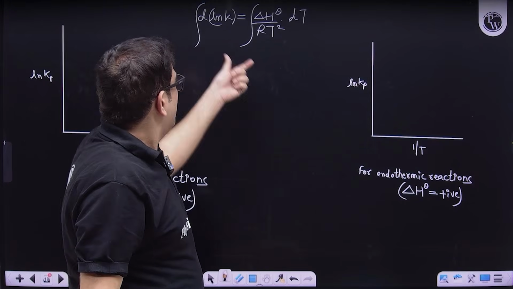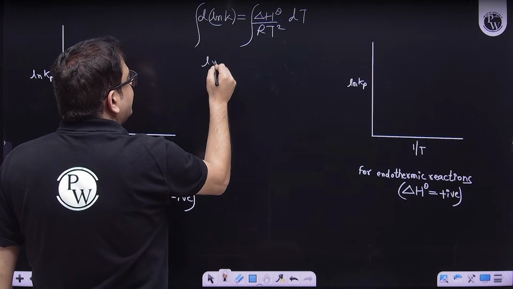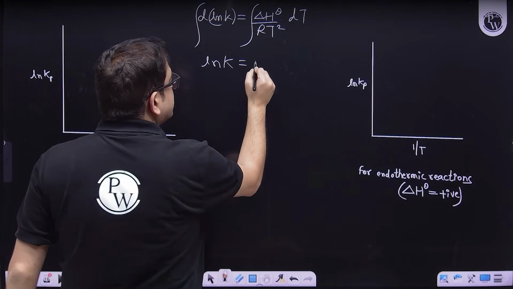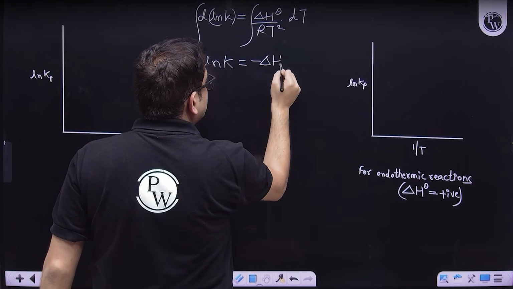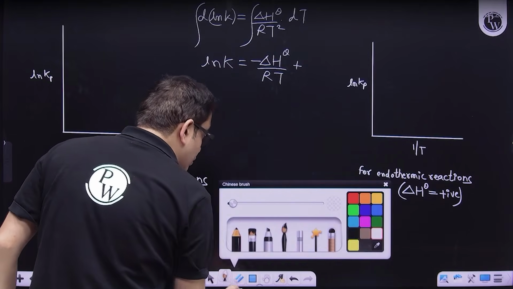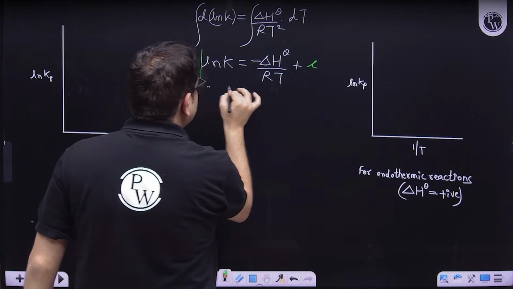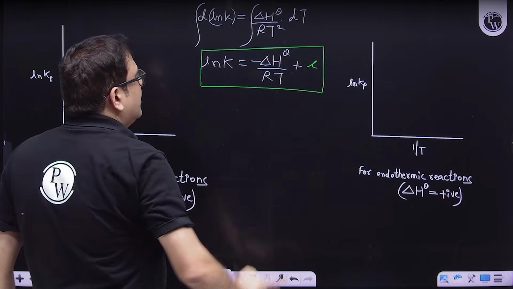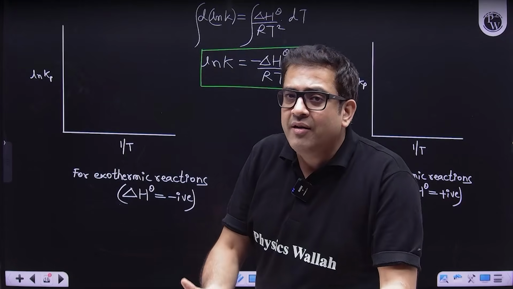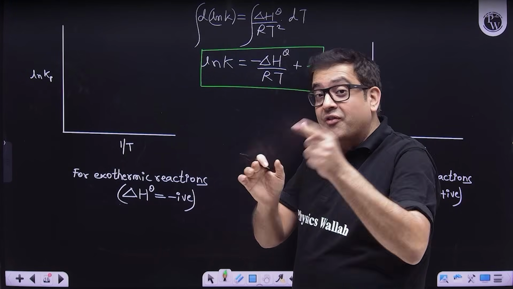Everything remains the same. What is the integration of dx? X. Instead of x, what do I have? Ln K. So it will be ln of K. It is equal to, the constant comes out, so it is minus delta H naught upon RT. And because I have not used limits, it is an indefinite integration, so a constant will come. So this is your result. Remember, I'm just giving you this so that you can understand the actual effect of temperature change on the value of K.